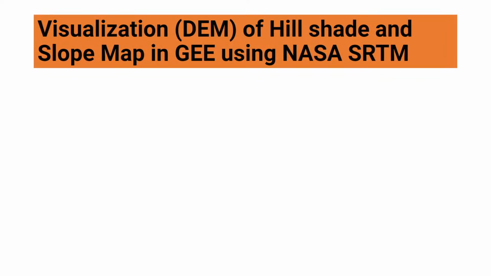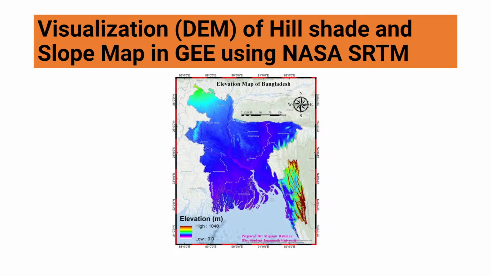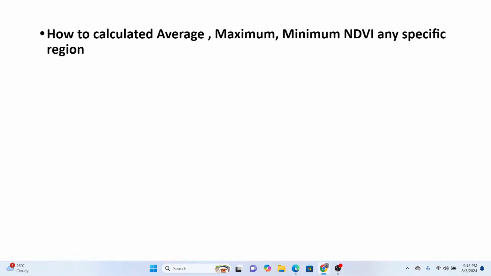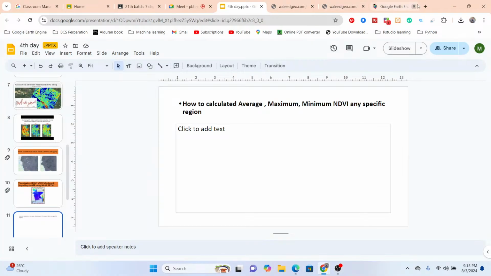And we also talk about DEM data, how we can use the DEM data to make the hillshade map, slope map, and aspect map. All of this I will explain one by one, and also how to calculate the average, maximum, and minimum. So let's go and practice all of those things one by one. Let me open my code editor.